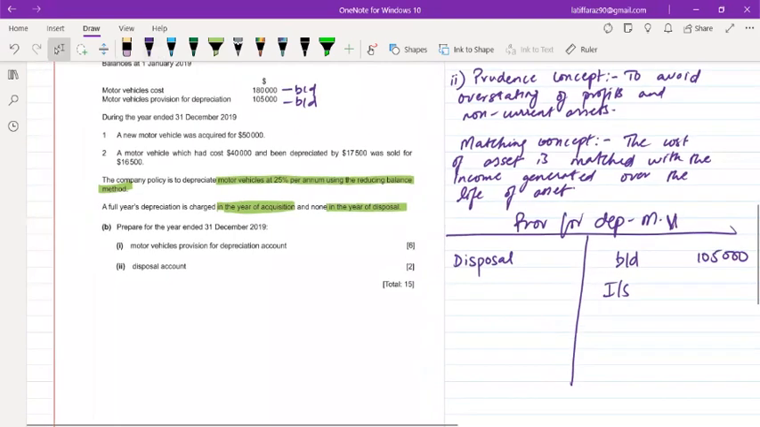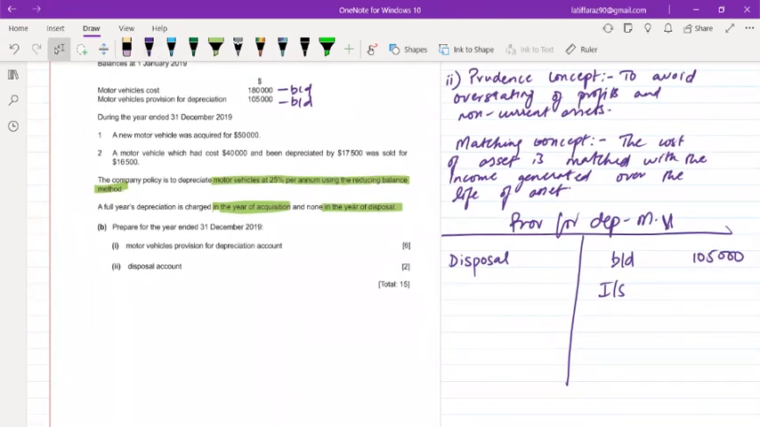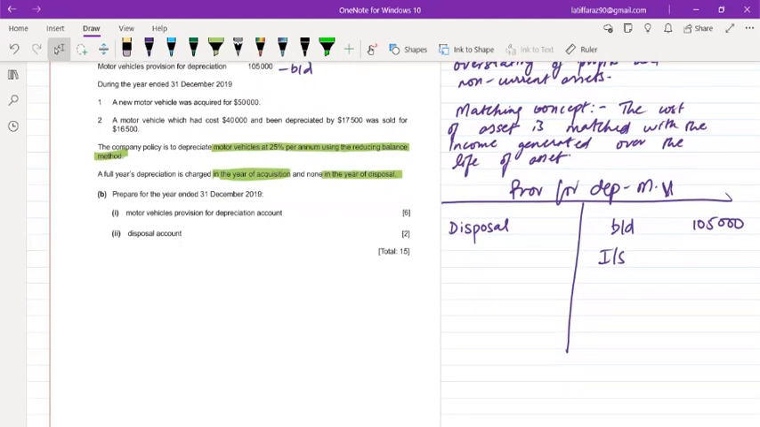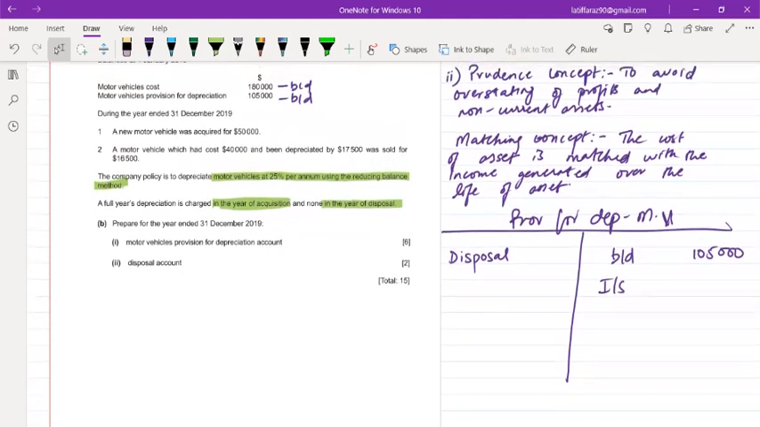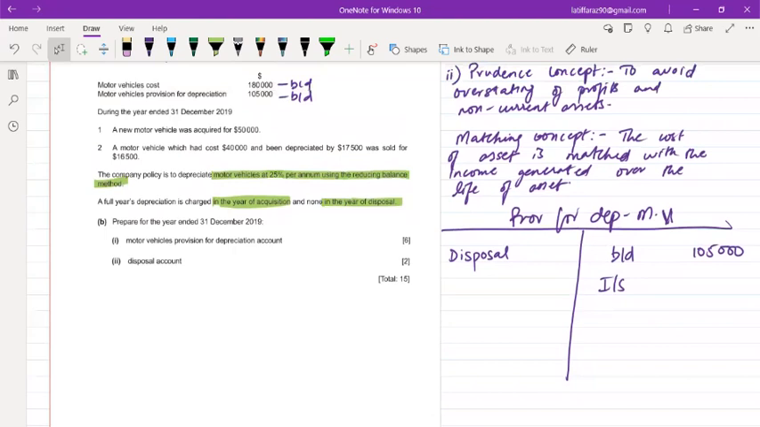So when depreciation is charged, provision for depreciation account is credited and income statement is debited. So when we take out the depreciation from our books, provision for depreciation account is debited and disposal account is credited. Okay, so now first we will see what is the depreciation for the disposal.